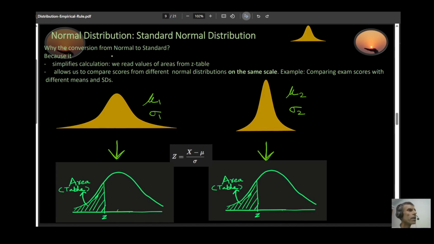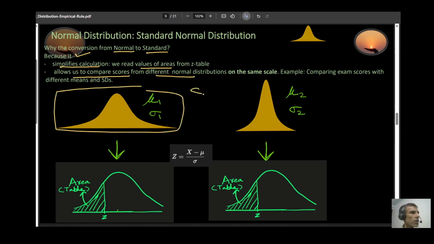So why do we convert from a normal distribution to the standard normal distribution? Well, the answer is because it simplifies your calculation. We can read the values of the area directly from your z table, which is a lot easier. It also allows us to compare scores from different normal distributions. So let's say you have one school right here. Let's call this school one. This is your score from school one, and this normal distribution is from school two.